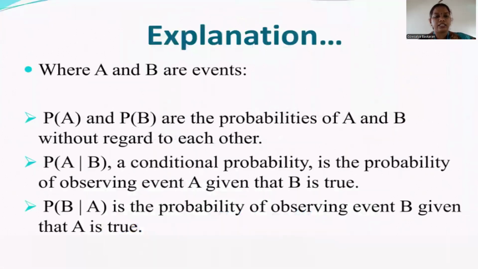The explanation is, where A and B are events, probability of A and probability of B are the probabilities of A and B without regard to each other. Probability of A given B is the conditional probability, the probability of observing event A given B is true. Alternatively, probability of B given A is the probability of observing event B given that A is true.